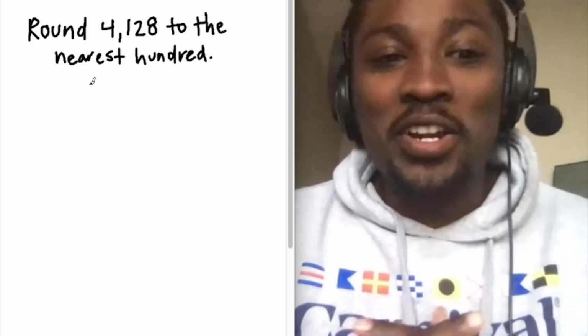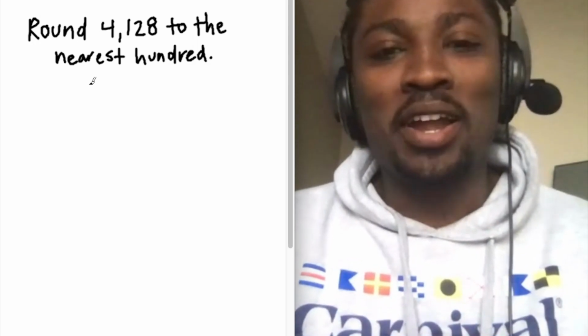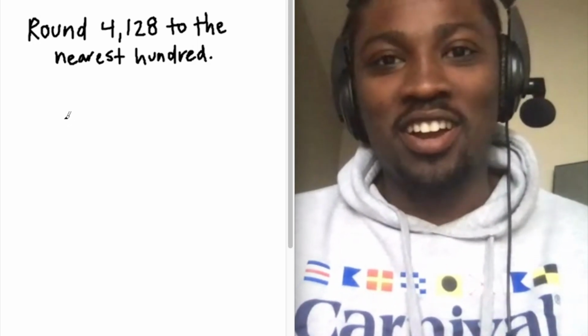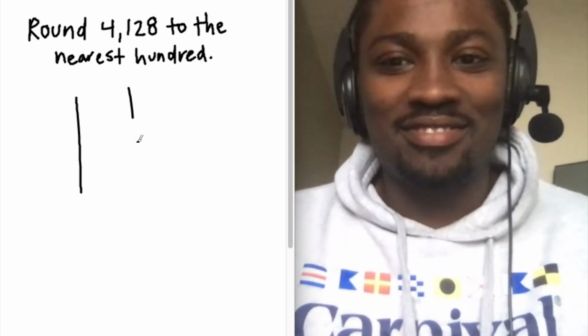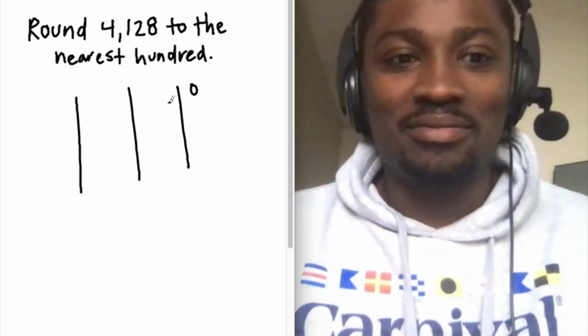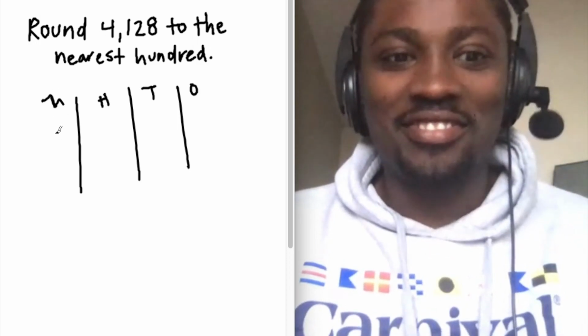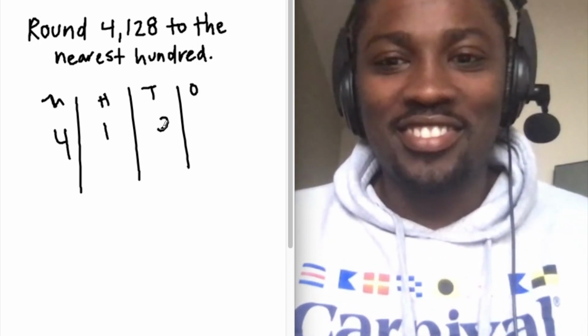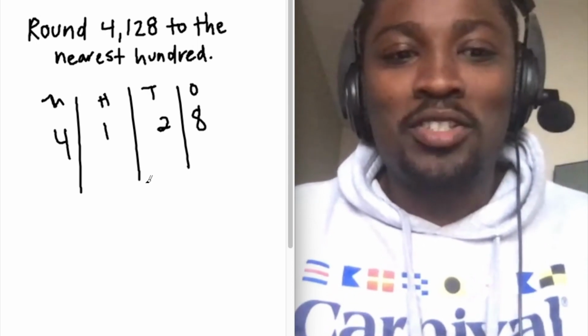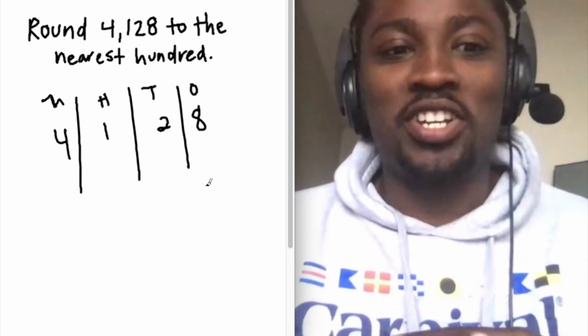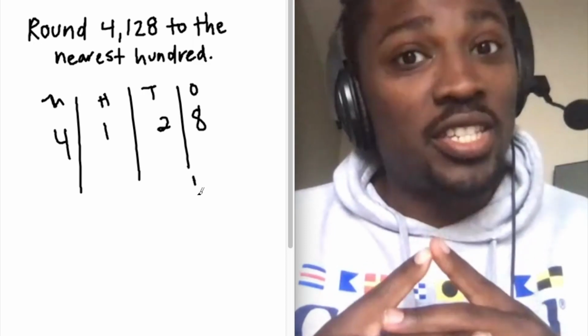Mr. Betts, how do we round 4,128 to the nearest 100? Oh, this is one of my favorite topics of the year. So the first thing that we have to do is put our numbers in a place value chart. Okay, let me do that. A place value chart. Ones, tens, hundreds, thousands. Okay, I did it. Then I'm going to draw a new place value chart underneath with just hundreds.